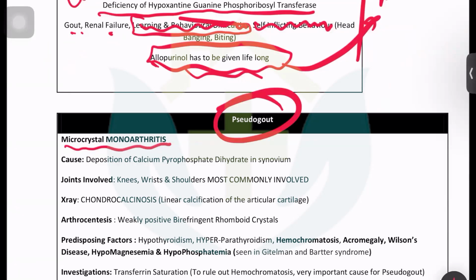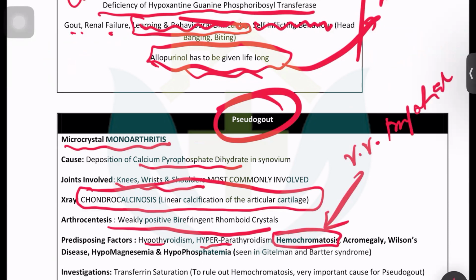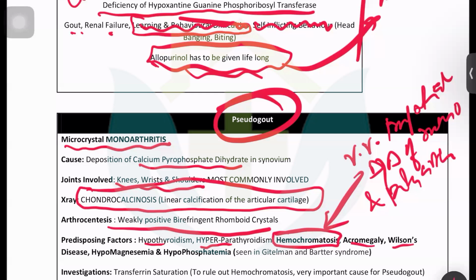Pseudogout. Microcrystal monoarthritis, calcium pyrophosphate. Joints involved are usually knees, shoulders, and wrists, most commonly involved. X-ray shows chondrocalcinosis, which is linear calcification of articular cartilage. Arthrocentesis is diagnostic. Many conditions are associated, like hypothyroidism, hyperparathyroidism, hemochromatosis. Hemochromatosis is a very important differential of mono and polyarthritis. Also acromegaly, Wilson's disease, hypomagnesemia, hypophosphatemia. Please remember them by heart because this is asked in the question. Investigations are transferrin saturation, ferritin levels. Treatment is non-steroidals, colchicine, and steroids, which can be given intra-articular, intramuscular, or oral. Very important.